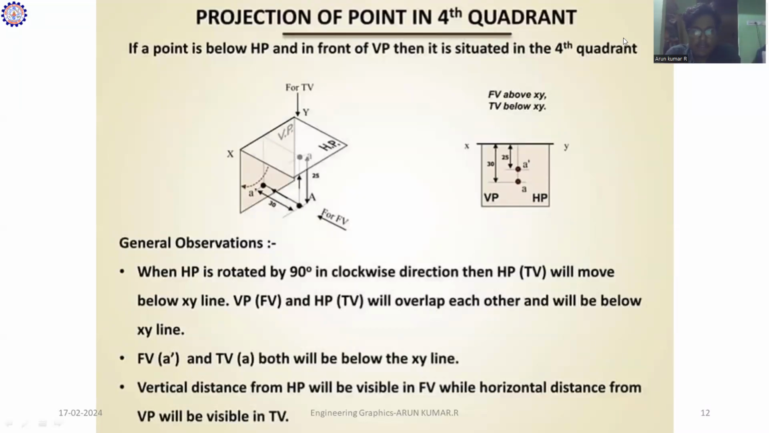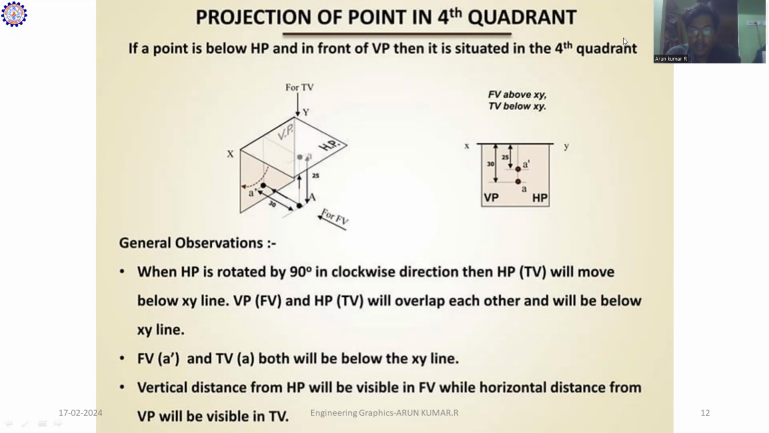Good morning. In this lecture series, we see about projection of points in the fourth quadrant. Already we saw the first quadrant, second quadrant and third quadrant. Similarly, we see the fourth quadrant. If the point is below HP and in front of VP, then it is situated in the fourth quadrant.